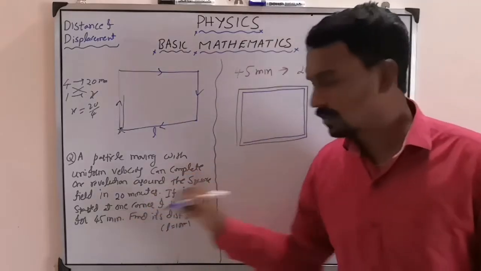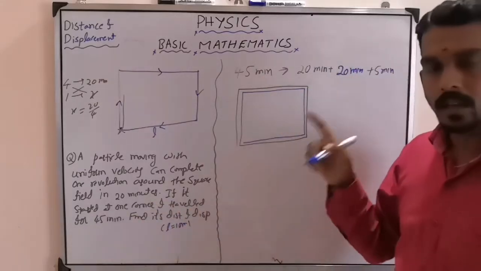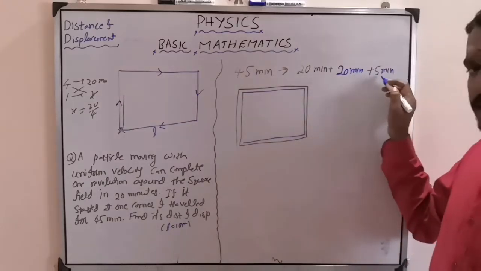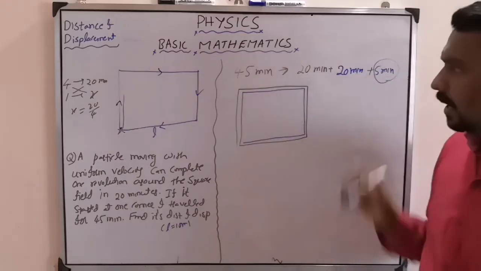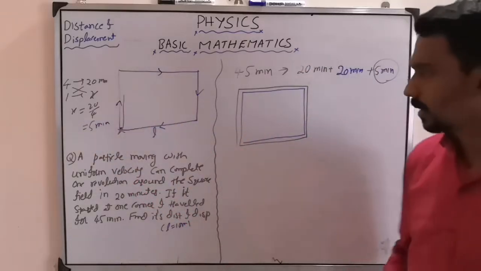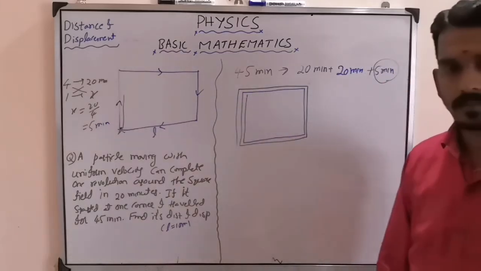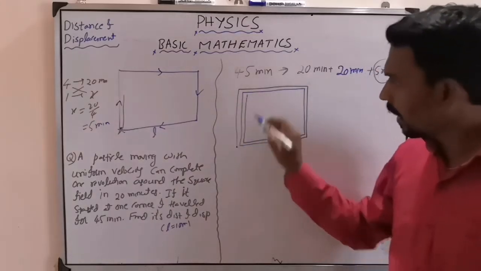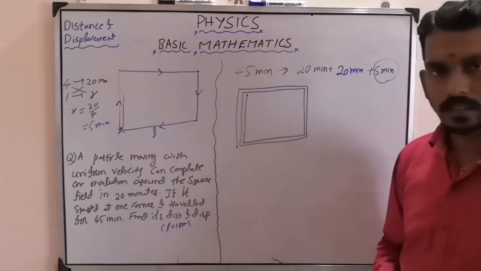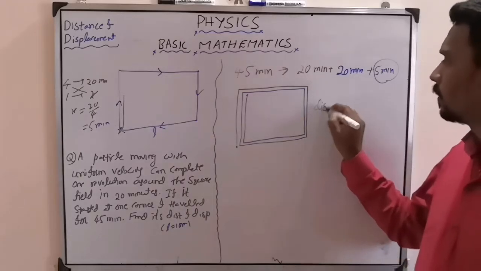Suppose they have given 30 minutes. This is 30. Then how will you divide? 20 plus 10. Now here, 20 plus 20 plus 5. So what is this 5? In 5 minutes he can complete only one side. That means from here he can reach up to this only. Now he started here and he ended here.